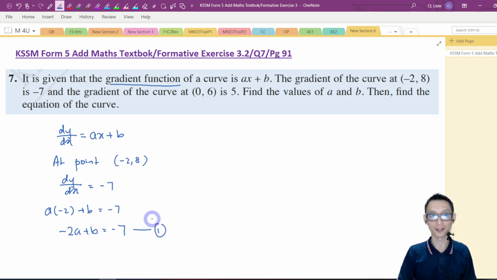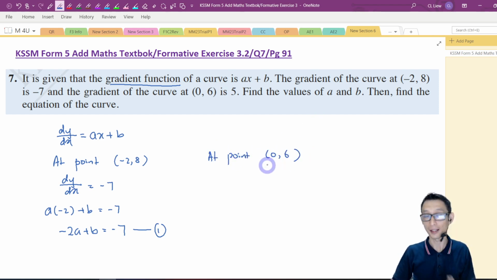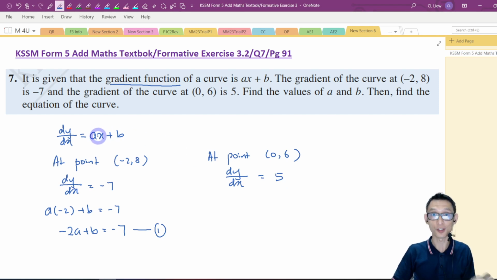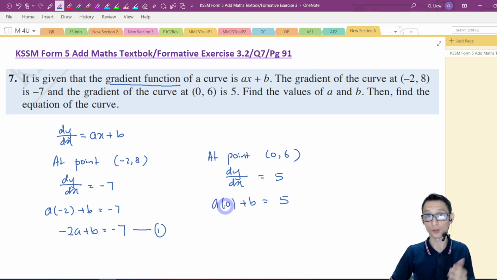Here I will get negative 2a plus b is equal to negative 7. Now this is the first equation. The gradient of the curve at point 0, 6 is 5. So again, at point 0, 6, at this particular moment, the gradient of the tangent of this curve is equal to 5. This means that dy by dx is equal to 5, still using the same gradient function. Now, the x is 0, right? I bring the 0 and plug it in here. So a times 0 plus b is equal to 5. A times 0, you will get 0. So eventually, we get the value of b, which is b equal to 5.